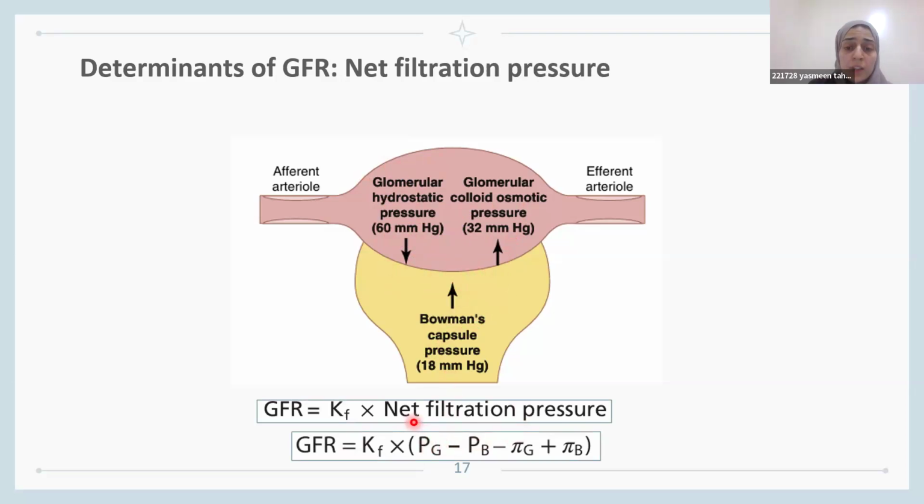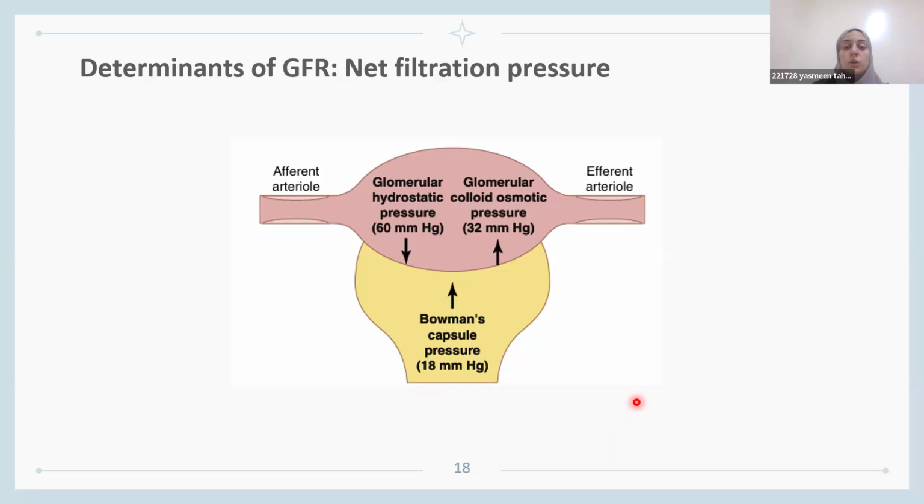So to calculate net filtration pressure, we have the glomerular hydrostatic pressure, 60, and we subtract these two from it because these two are opposing the glomerular hydrostatic pressure effect. And this is how we get the net filtration pressure. So again, 60 minus 32 minus 18 is going to give us around 10 for the net filtration pressure.